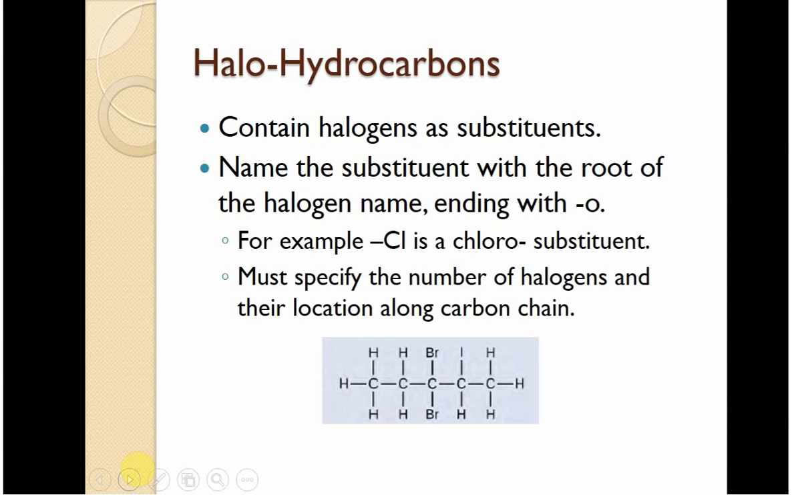Now, if you end up adding a halogen, these are going to be halohydrocarbons, where you name the halogen substituent as the beginning of the element name and then add an O. So chlorine becomes a chloro substituent. Bromine would be a bromo substituent. So like here, 1, 2, 3, 4, 5. So this is a pent chain, all single bonds, so it's an -ane. And I see bromine, bromine, and iodine. So this is going to be a dibromo, and an iodo.